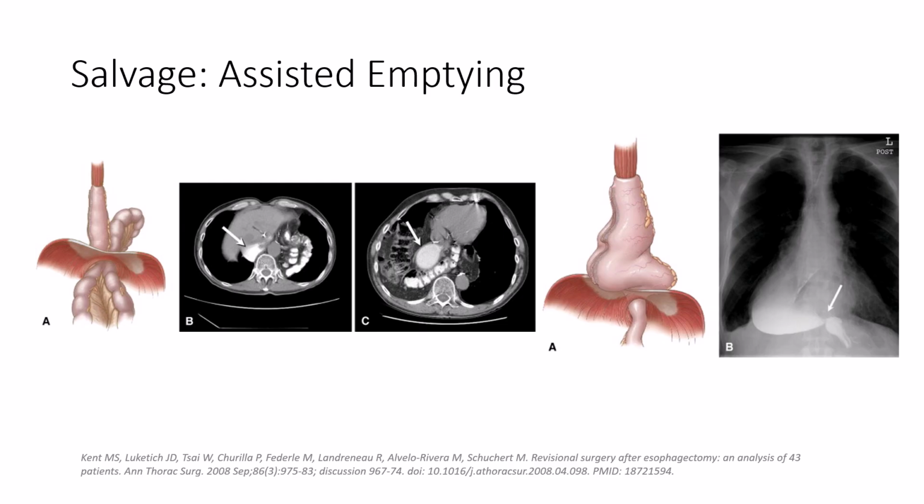Salvage can also be required when a paraconduit hernia occurs, whether it be the conduit itself that herniates up, as is seen in the image to the right, or when other structures such as colon herniate up alongside the conduit, as is seen on the left.